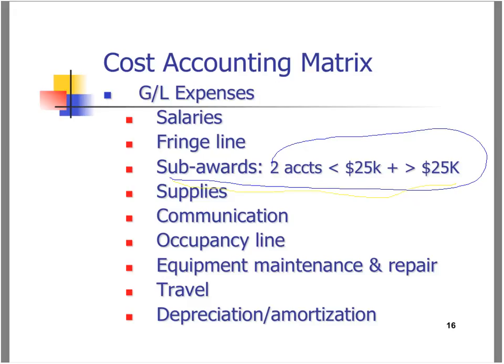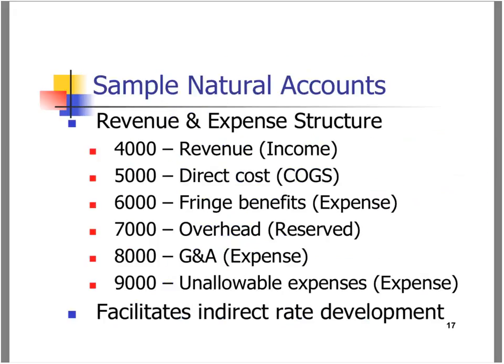And so what you may want to do is set up two accounts so you can kind of track, well, something went over $25,000 or it's less than $25,000. So if you have a modified total direct cost base, you would know whether to include or not include. This is just an idea, suggestion, not something you have to do.